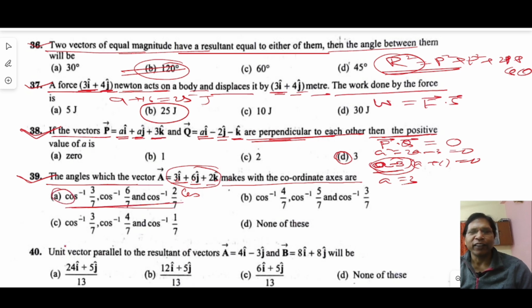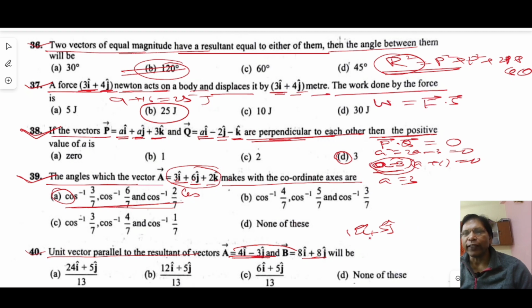Okay, next. Now question number 14. The unit vector parallel to the resultant of these two vectors. Now the resultant means 4 i cap plus 8 i cap, so this is 12 i cap. Now this is minus 3 i cap plus 8 j cap, so this is 5 j cap.